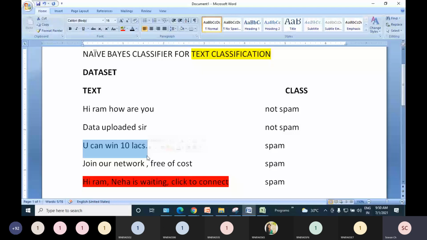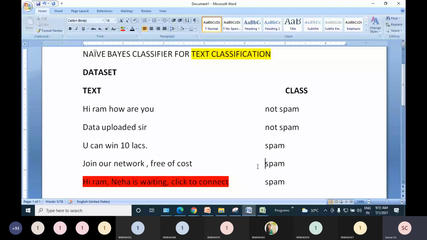Why are they automatically sent to spam? Because they are suspicious mails. Today nobody will give you 10 rupees without any benefit or purpose, so who will give you 10 lakhs? These are all fraudulent mails, so Gmail will automatically redirect them to spam. So this is an example of spam. 'Join our network free of cost.' This message is also an example of spam.